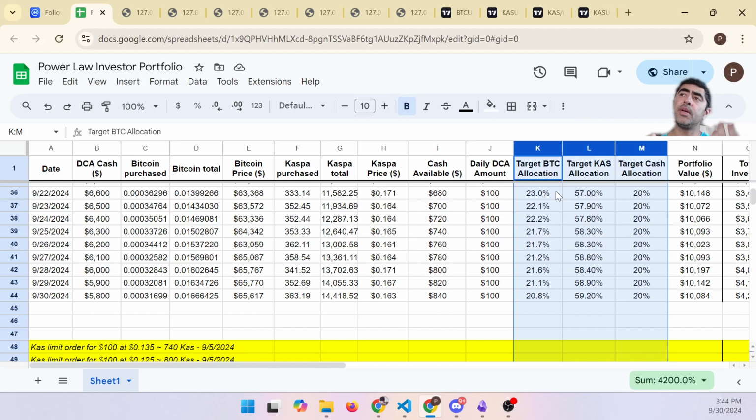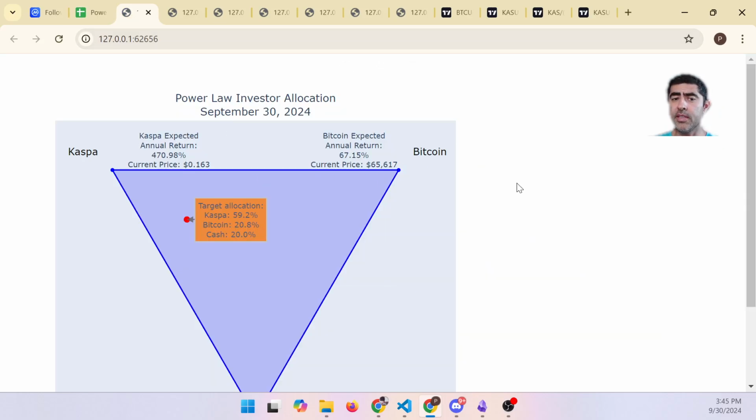Because Bitcoin has been around for almost 15 years at this point, we have a lot more data and a lot more reliability of the power law. Whereas with Kaspa, it's been around less than 3 years. So we have much less data, so we can trust it far less. So we have to weigh out the higher risk and reward potential versus the reliability. And that's what the algorithm does.